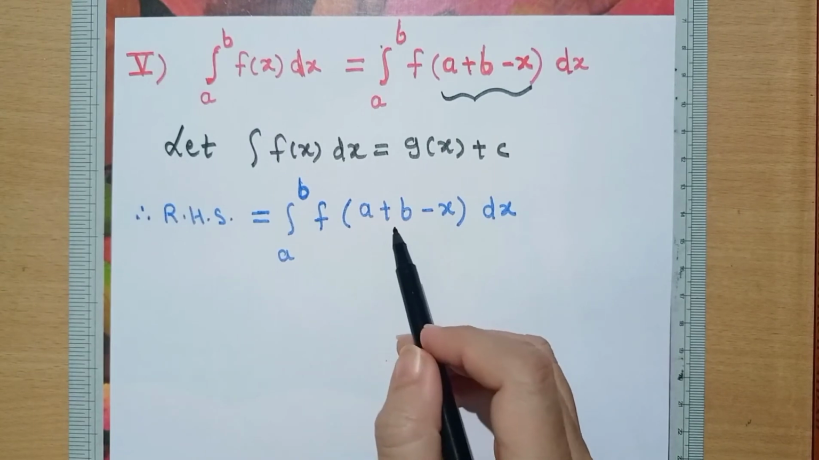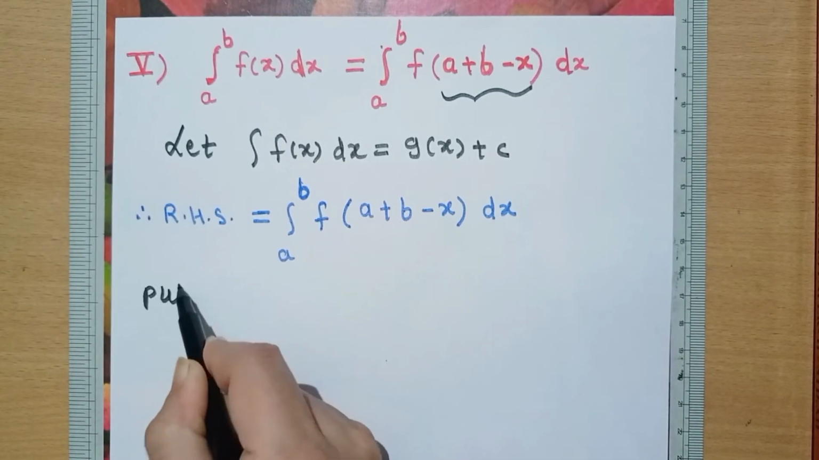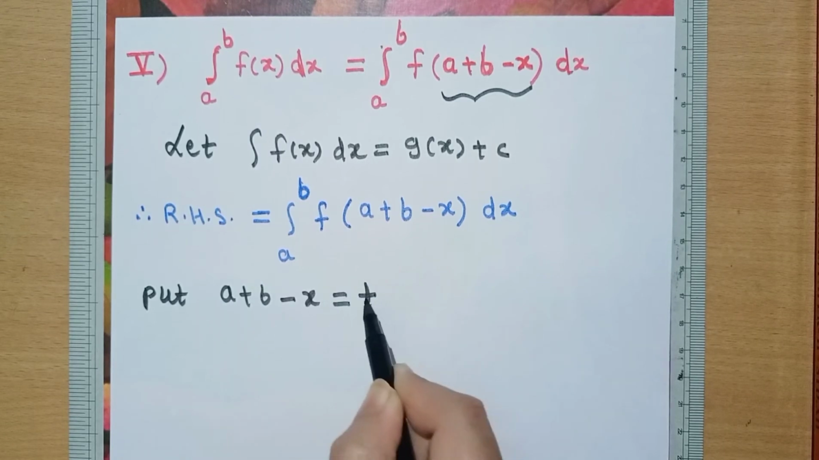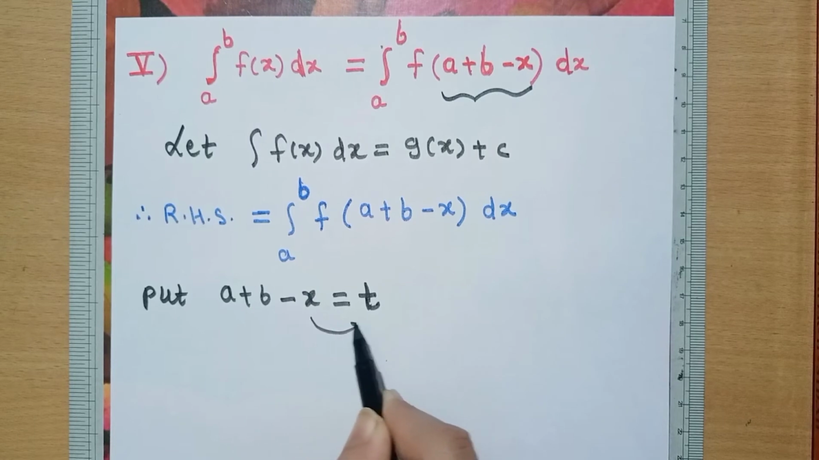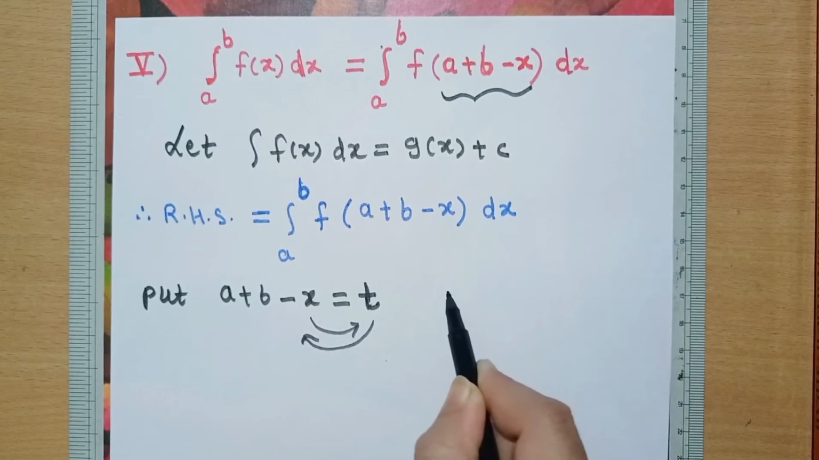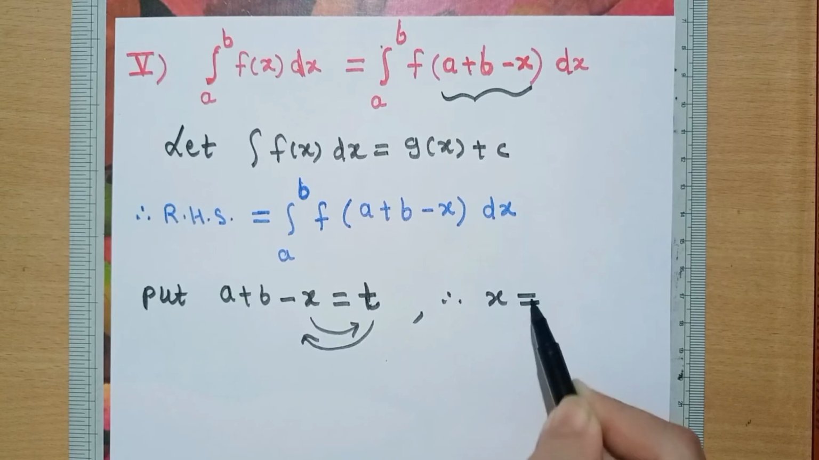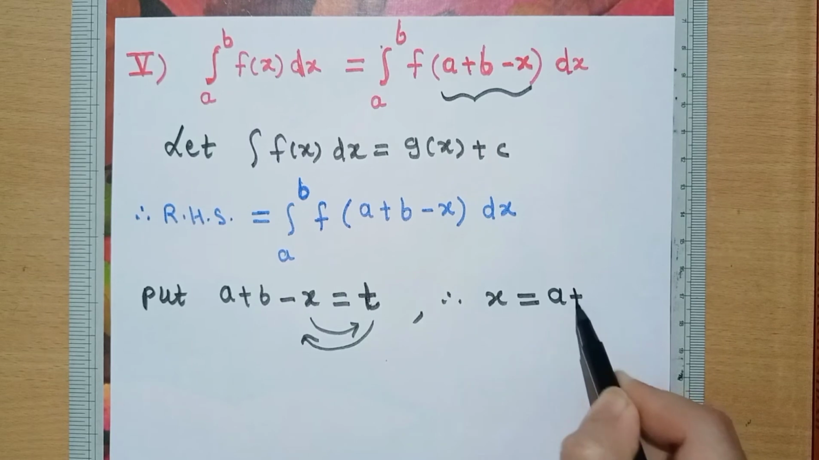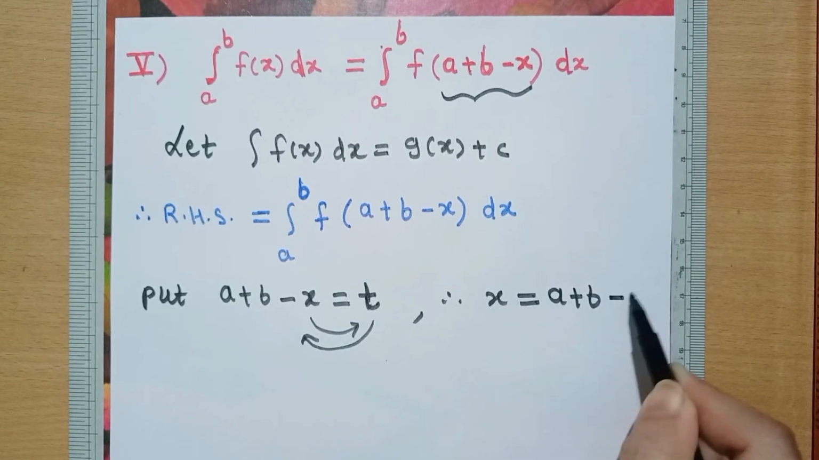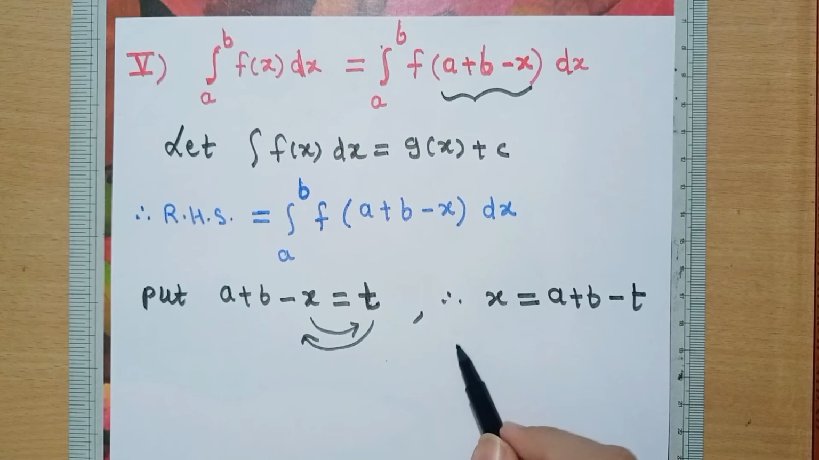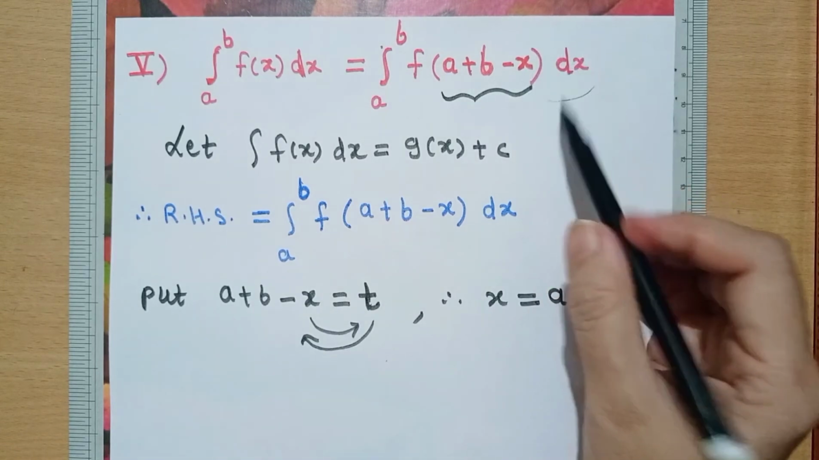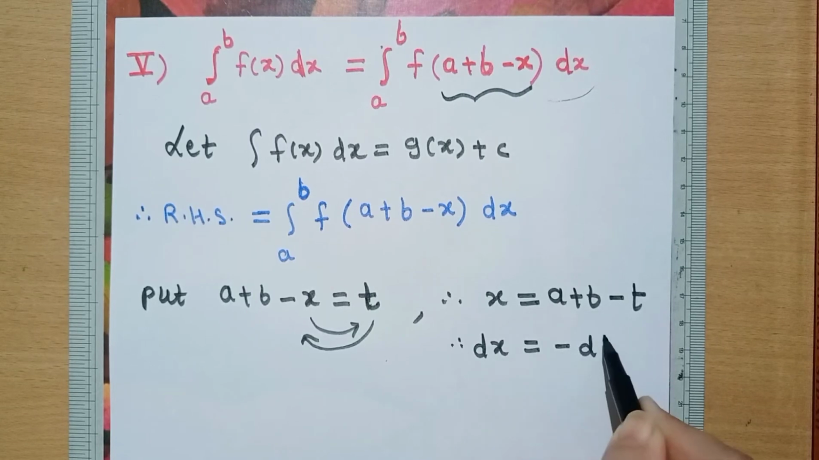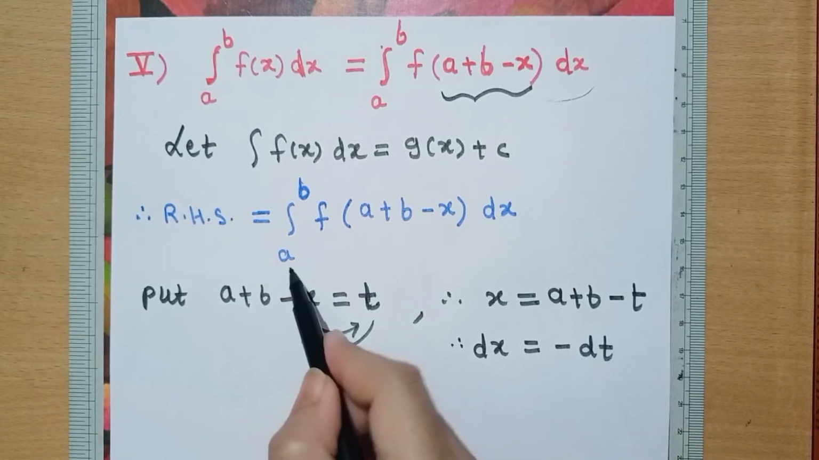Then we will substitute this equal to t, and therefore we will write here a + b - x = t. Now we will move this x to that side and t here, and therefore x is equal to, we want to find out what x is, so a + b, and this will become minus t. Then differentiating, because we have to replace this dx also, and therefore dx equals minus dt.